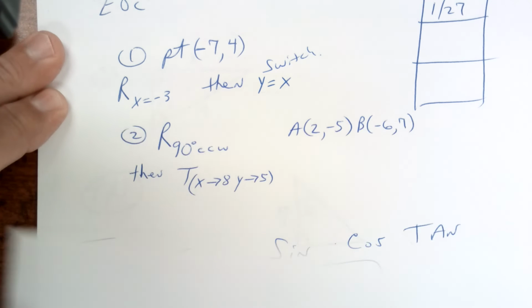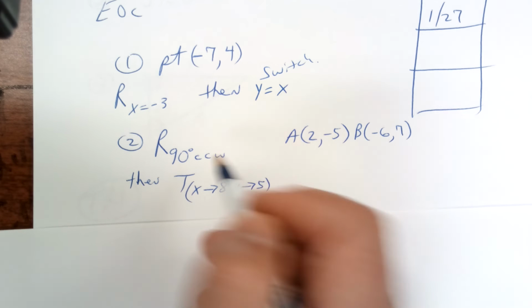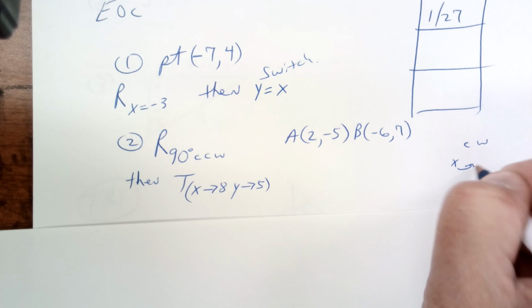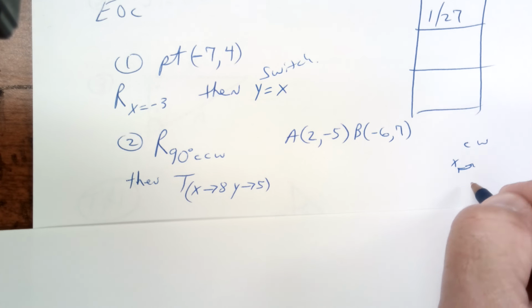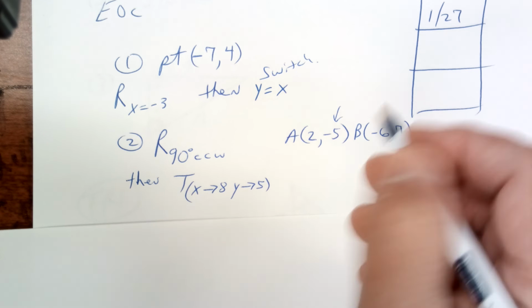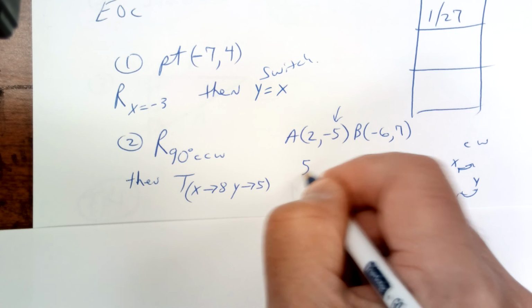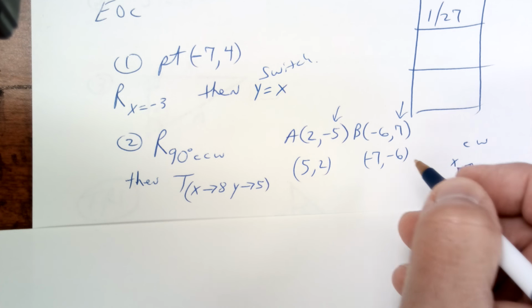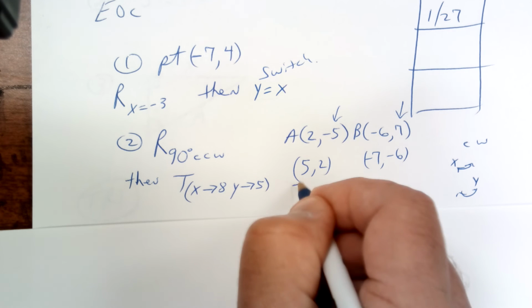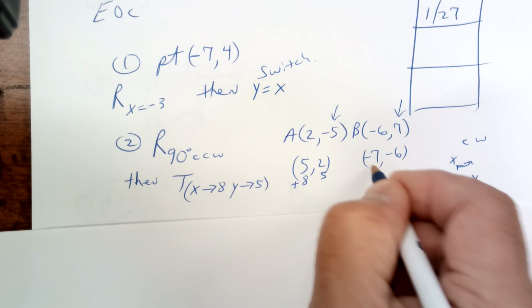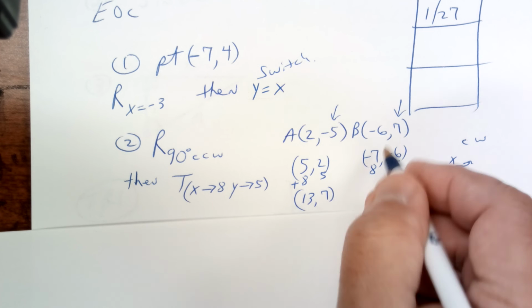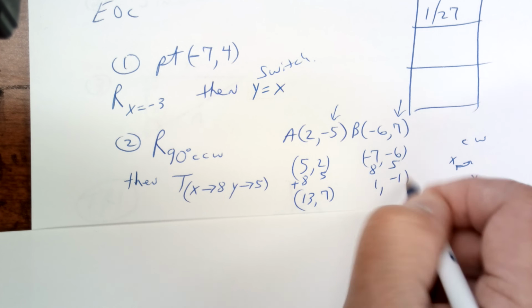This one right here, it says, go 90 degrees counterclockwise. Well, clockwise, you change the X and switch. But counterclockwise, you change the Y and switch. So I'm going to change the Y and switch it. And then once I do that, I'm going to add 8 here and 5 here. So your final answer is going to be 13 and 7 and 1 and -1. Make sure you know how to do these.